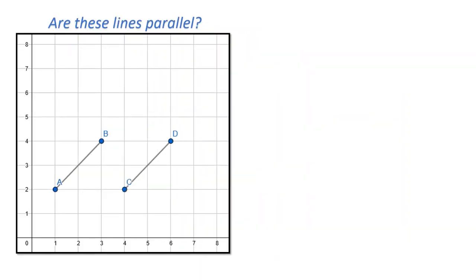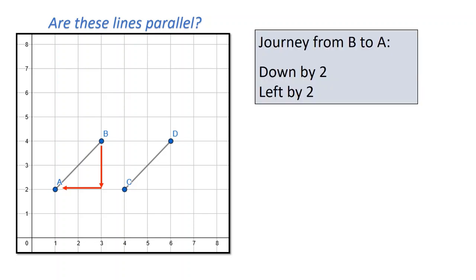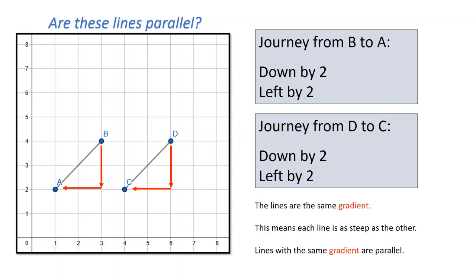So let's look at the journey these lines take. And some of you guys did this last week, so again, we're building on prior maths. If I want to go from B to A, I need to go down 2 spaces and left 2 spaces. And if I want to go from D to C, I'm doing the same, down 2 spaces, left 2 spaces. And what this means is that, and this is a new word, the lines are the same gradient. And the gradient means how steep a line is.